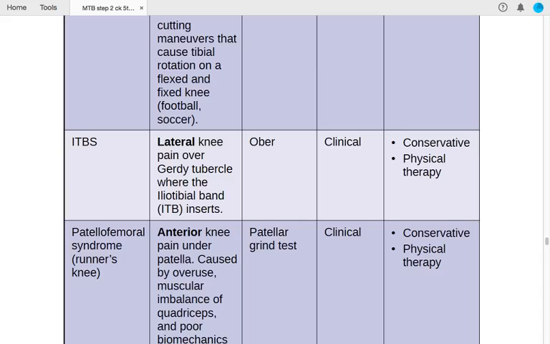And for the management option, we have conservative management. We can provide physical therapy to these patients.